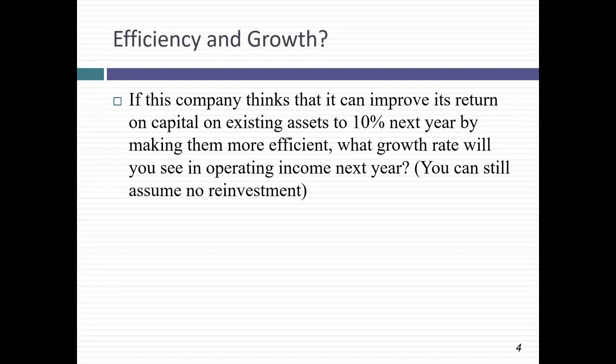So if I can raise my return on capital from 7.5% to 10%, you can already see what's next. In fact, somebody tell me mathematically what the growth rate is going to be next year, if you reinvest nothing, but all you do is raise your return on capital from 7.5% to 10%. So right now you make $75 million, right? Next year, how much are you going to make? $100 million. You're going to have a 33.33% growth rate next year because you're able to improve your return on capital.